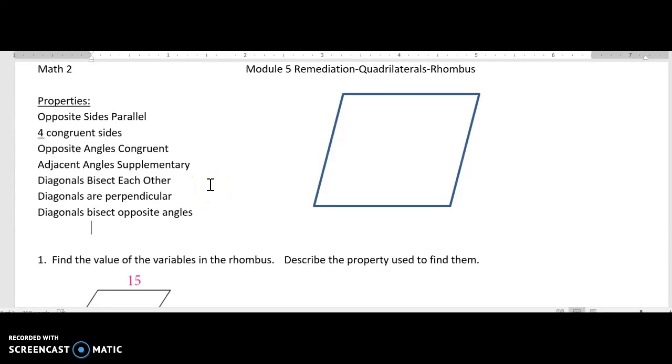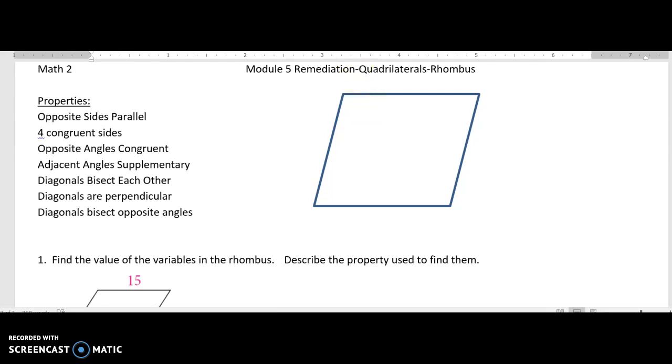Hello, Matthew. This lesson switches from parallelograms to rhombus, which has a couple more properties. But let's talk here. A rhombus is basically a parallelogram, so every property of a parallelogram will exist in a rhombus.